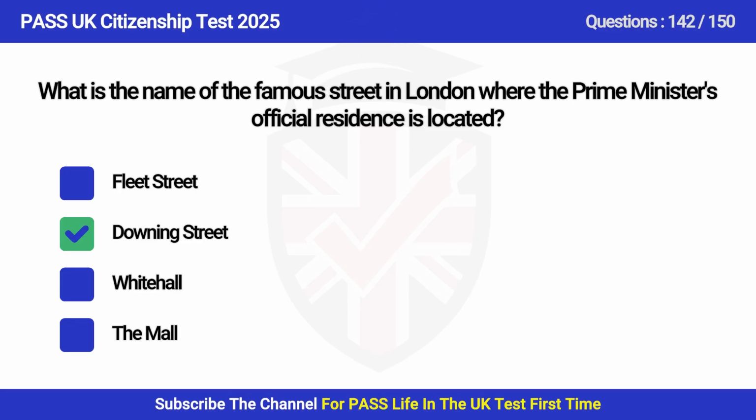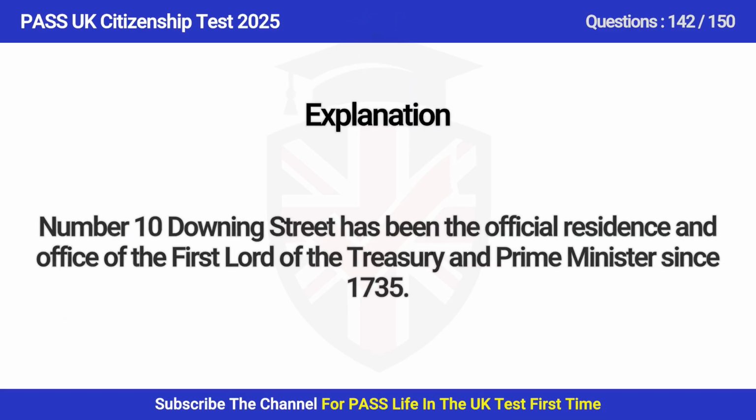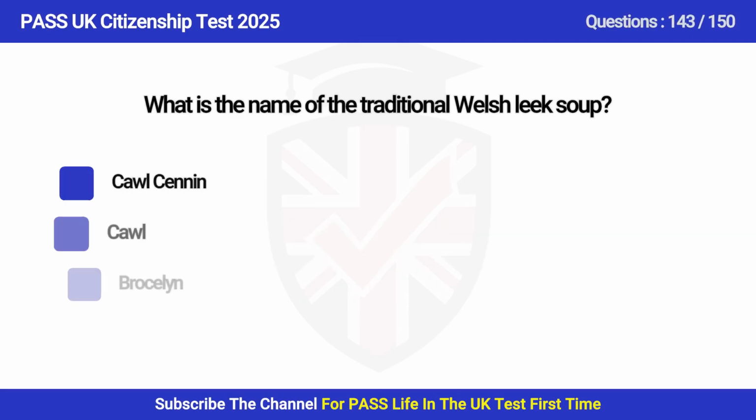Answer is B. Downing Street. Number 10 Downing Street has been the official residence and office of the First Lord of the Treasury and Prime Minister since 1735. Question 143. What is the name of the traditional Welsh leek soup? A. Cawl, B. Cawl, C., D.